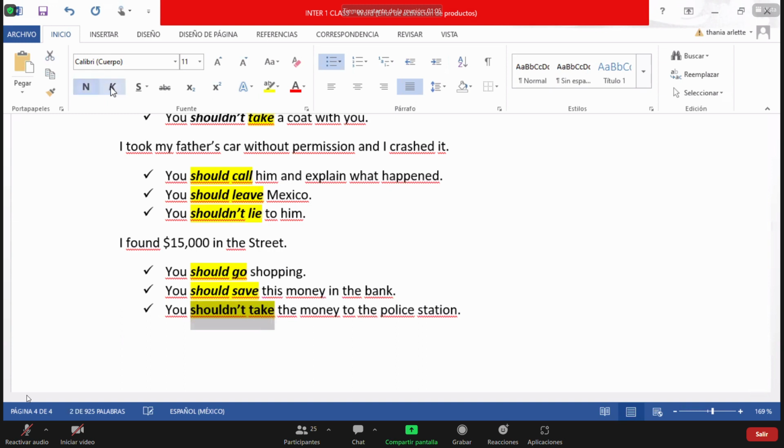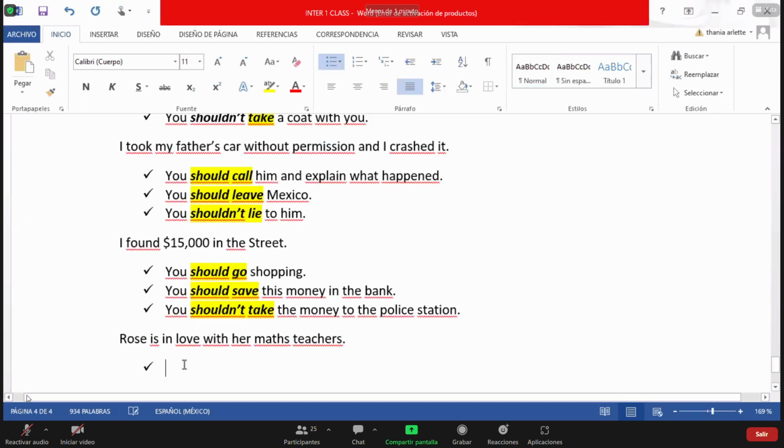Let's continue with a different situation. In these two cases, the subject was you. Let's change the subject. This time, let's use a third person. Rose, attention to this. I am using a different person. Rose is in love with her maths teacher. Oh my God. I just said that when I heard the news, I had the same reaction. Okay, so Rose is in love with her maths teacher.